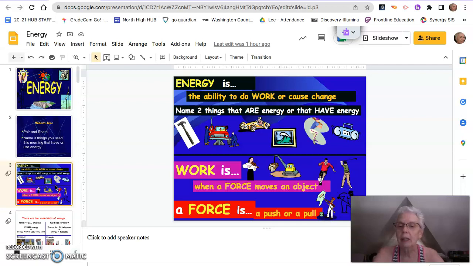Work is when a force moves an object. So thinking about the force of your hand picking up a pencil. And force is either a push or a pull. Think about that when you picked up that pencil. Did you push it? Did you pull it? Which did you do?